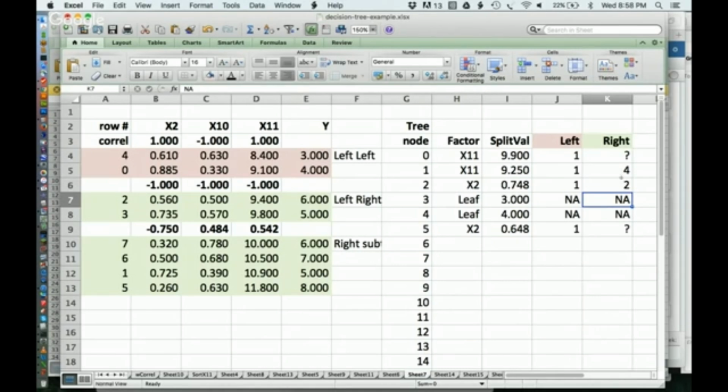The numbers I'm filling in here to point down to the rows at which the next subtrees begin are relative. So this 4 means, for instance, that the right subtree begins 4 rows down. So 1, 2, 3, 4, it's starting here. This 2, for instance, means the right leaf is 2 rows below, 1, 2. So these values are always relative.